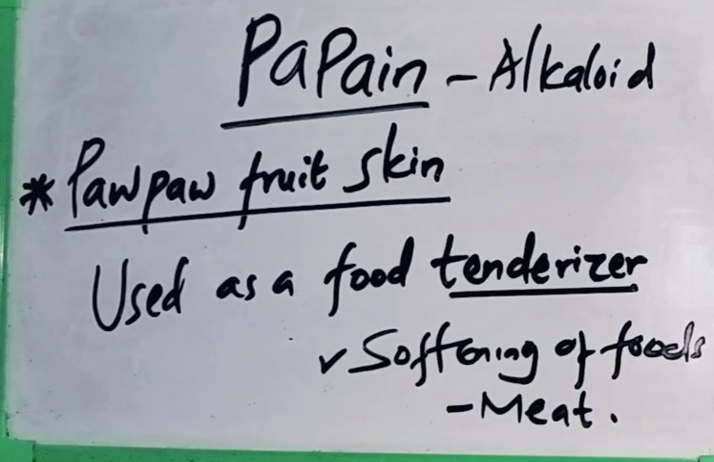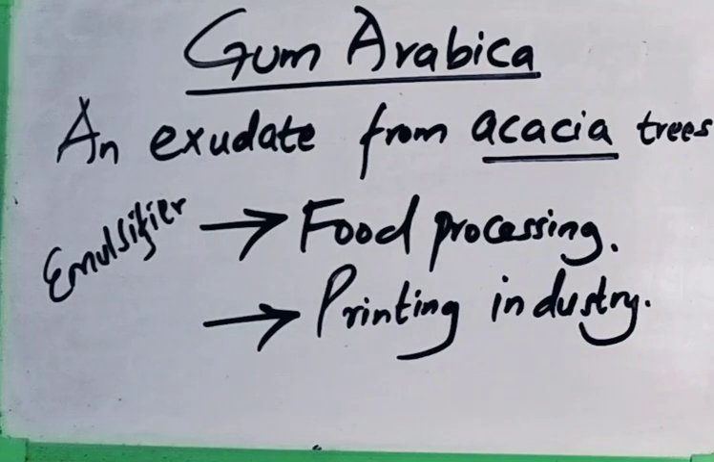Gum arabica is an exudate from acacia trees, and it has two functions. We talk about food processing. It is used as an emulsifier. In other words, those ingredients that don't blend easily are mixed properly by this chemical. Number two, in the printing industry, it makes images during printing sharp and clean. So gum arabica is used in food processing and also the printing industry.